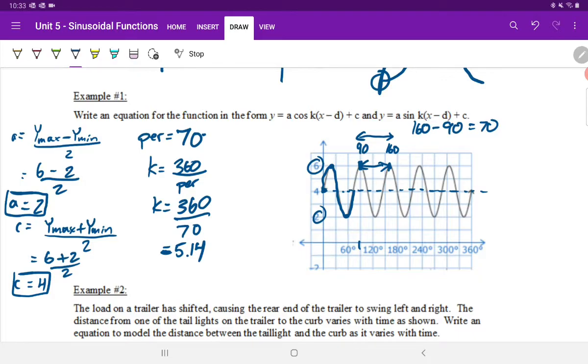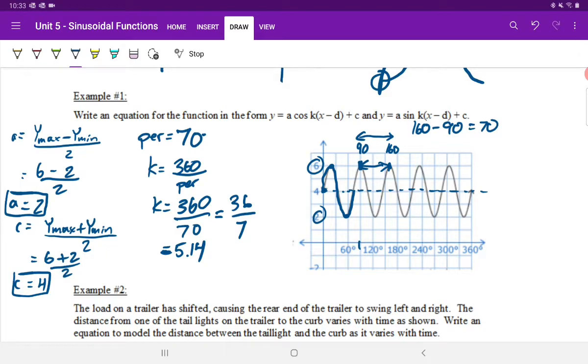It's not the easiest number to work with. You can keep this as a fraction as well. If you divide everything by 10, you would get 36 over 7. Keeping that as a fraction will obviously be more exact than doing it as a decimal. I won't be picky in this situation about which method you choose. So we found A, C, and K.